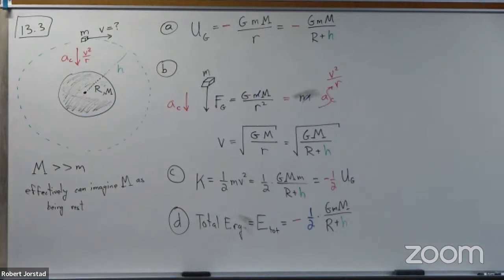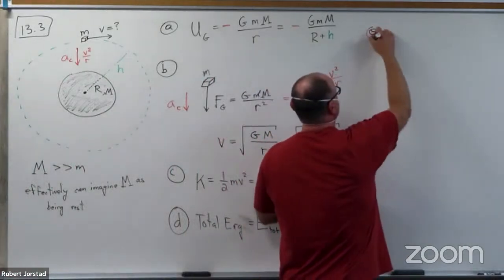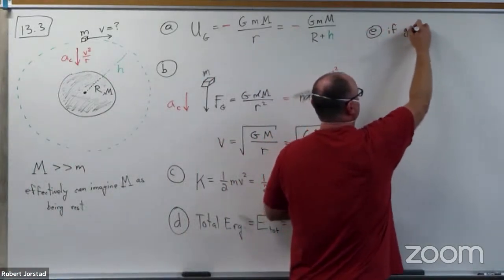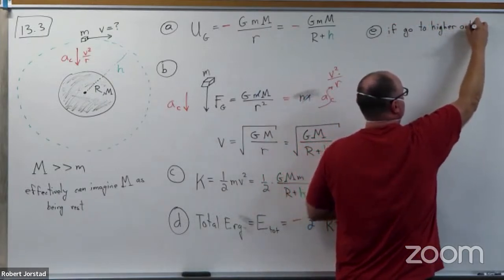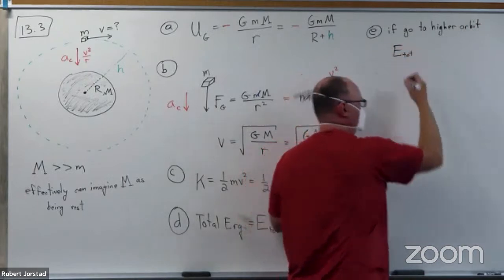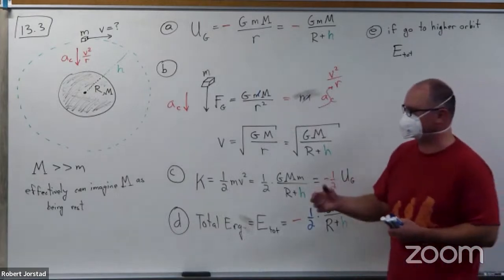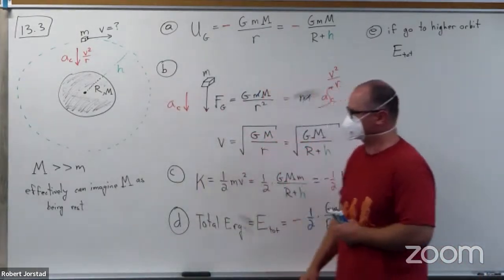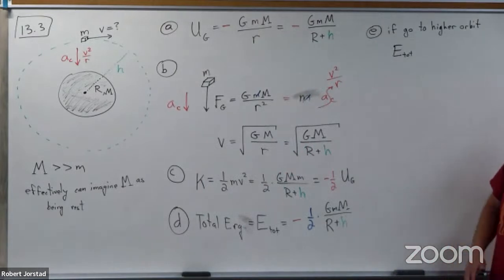If we go to a higher orbit, what happens to E total? What would be a good way to describe that? If we go to a higher orbit, that's the same thing as saying the altitude increases. What happens to the total energy? What would you say?